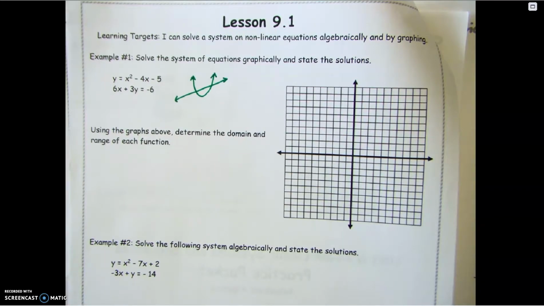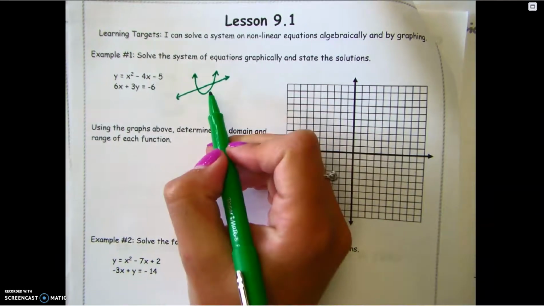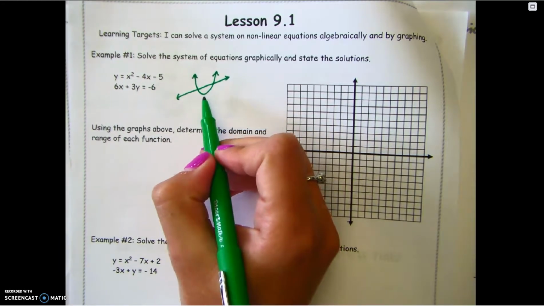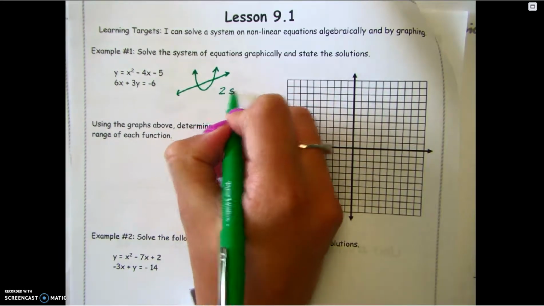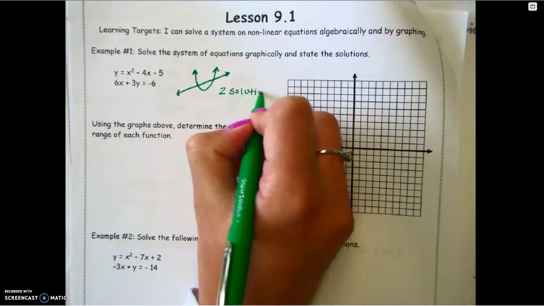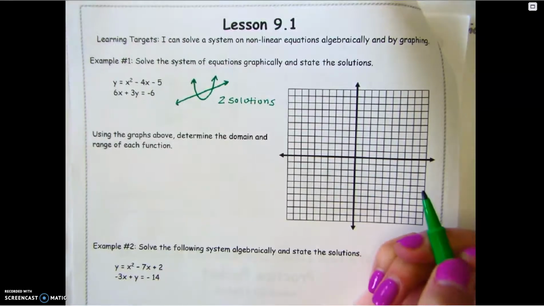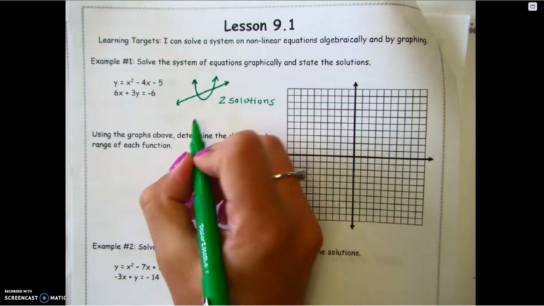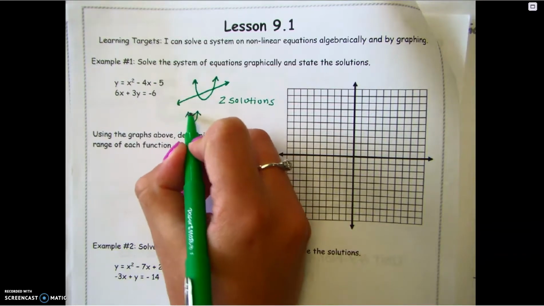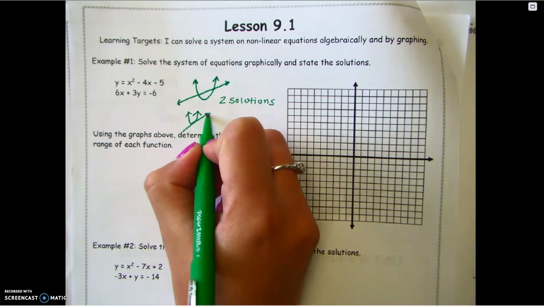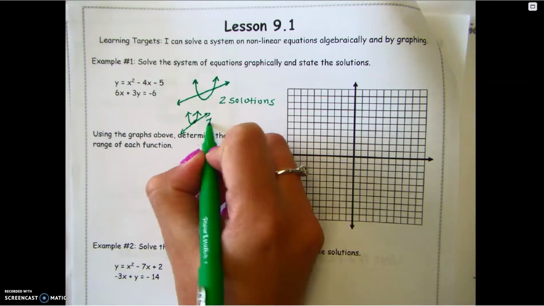In this first one, you'll see that they intersect twice. So there's possibly two solutions when you graph a parabola and a line. You also might have one solution, and that might look like this, where it only hits the parabola at one point.